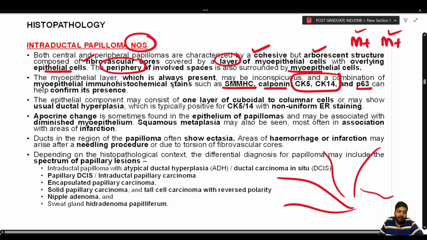Okay. The epithelial component may consist of one layer of cuboidal to columnar cells or may show usual ductal hyperplasia. So a very important thing is that in a papilloma, usual ductal hyperplasia is acceptable. So some of the epithelial cells lining the fibrovascular core might show UDH. Okay, so that is acceptable. And this area of UDH is also positive for CK5 or 14, and they are positive for ER, but the ER staining is heterogeneous and non-uniform.